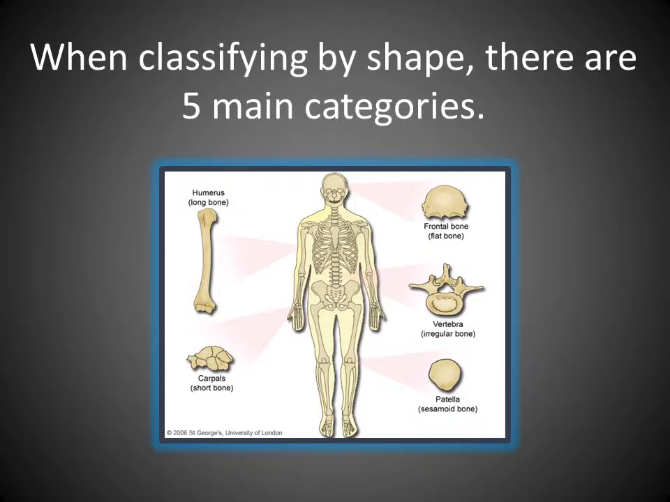When classifying bones by shape, we look at the shapes of the bones in order to place them in one of 5 categories. These categories are long bones, short bones, flat bones, irregular bones, and sesamoid bones. We will now look at the characteristics of each bone category individually.